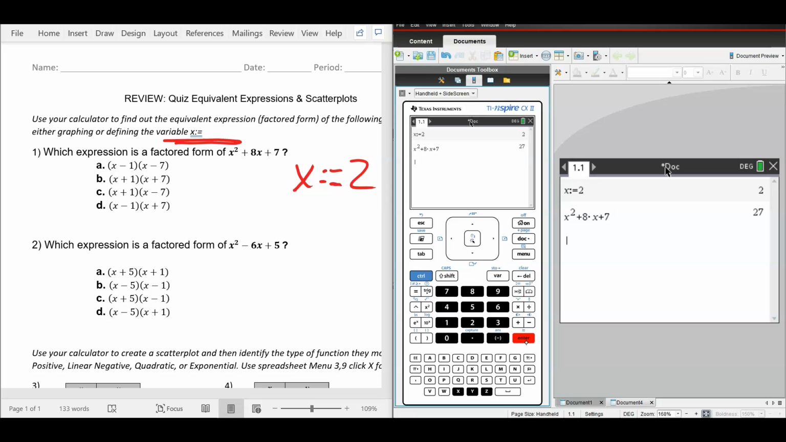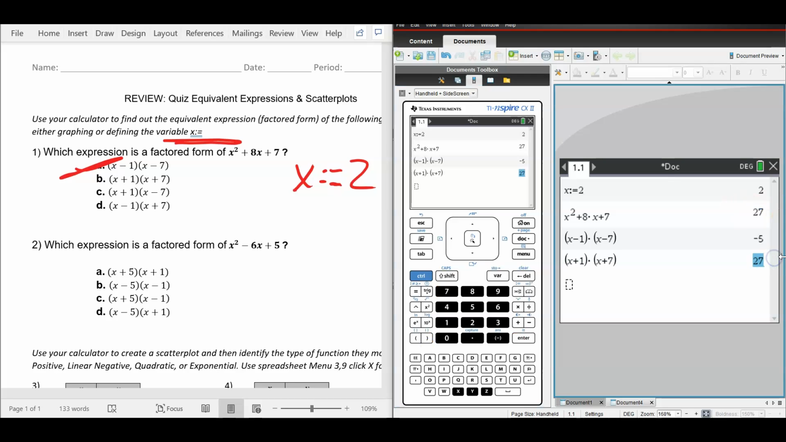Okay, I got 27. Doesn't matter what you get. The point is now, typing in these answer choices gives you 27. Okay, let's try the first one. X minus 1, remember it's a minus sign, and then x minus 7. Did I get 27? No, move on. So A is wrong. Move on to the next one. X plus 1, x plus 7. Did I get the same answer? 27 and 27, B is correct.